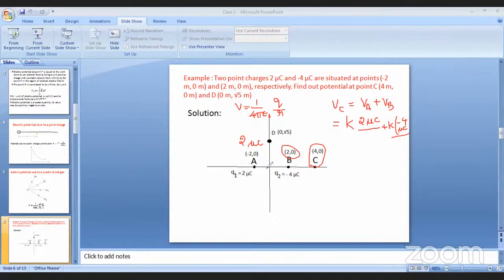It is actually 6 meter, because from here to here it is 4 meter, and from point A to the origin it will be an additional 2 meter, so totally 6 meter. So here I have to apply 6.